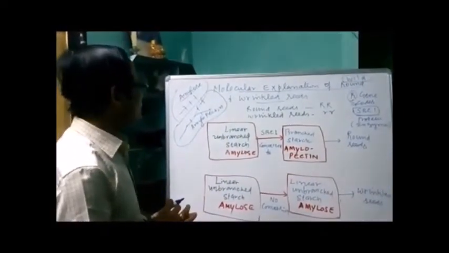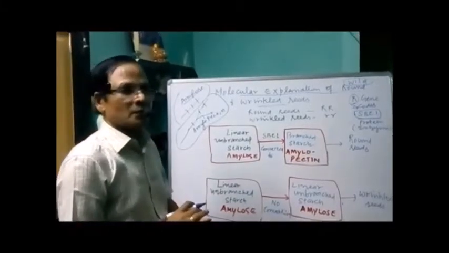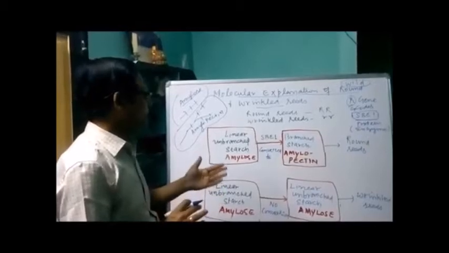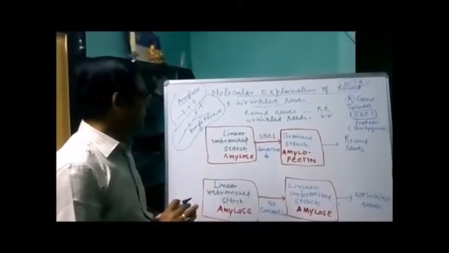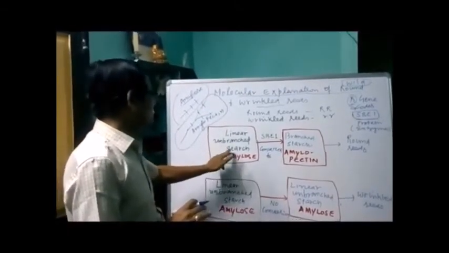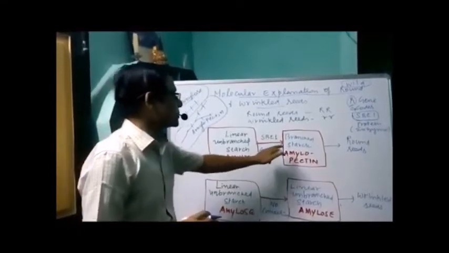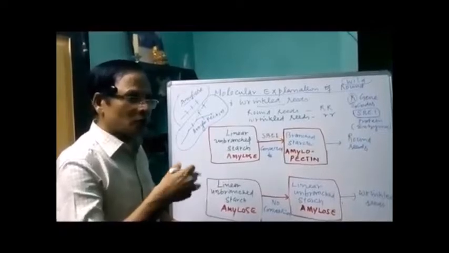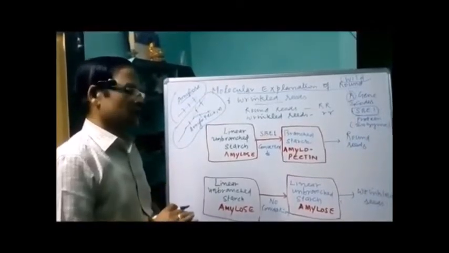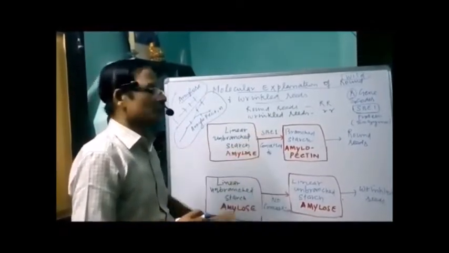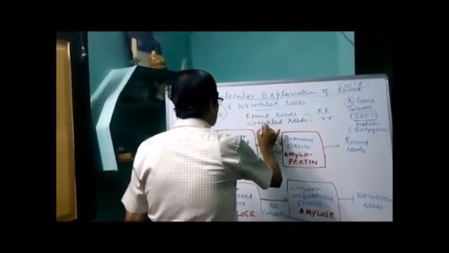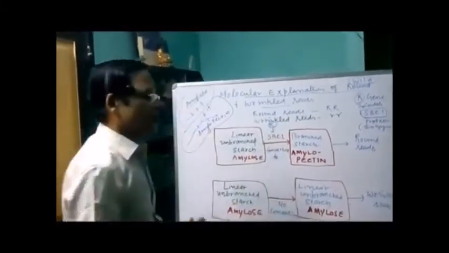Now in the case of normal round seeds, the R allele produces an enzyme. The enzyme converts the linear starch, amylose, into branched starch, that is called amylopectin. That results in structurally smooth surfaced seeds. This is because of the gene expression resulting in the production of the enzyme.